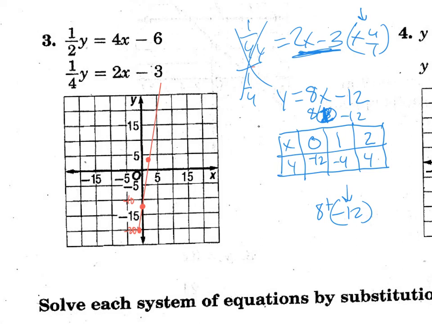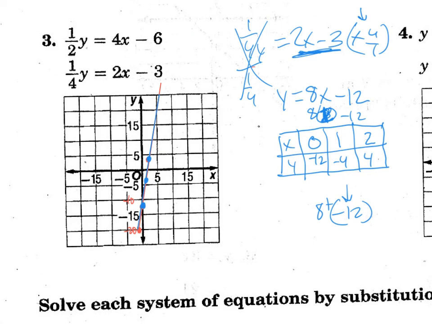Those should be some pretty nice pairs to graph. So 0, -12. Notice I think I found our overlap spot already. 1, -4. So 1 left and right, -4 would be about right there. And 2, 4. Do you see what's happening? We're overlapping perfectly.